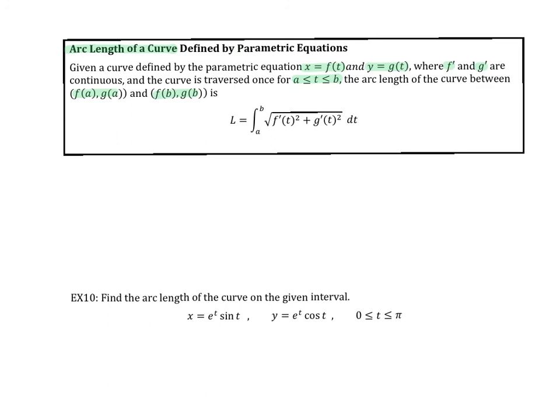Oftentimes when you integrate and you have square roots, you have to either do a substitution, or you have to try to get something like a perfect square underneath the square root so the square and the square root cancel. They're difficult to work with. So if you can't find a strategy that gets rid of that square root, then you're kind of stuck with using a calculator, which is often the case in these examples.